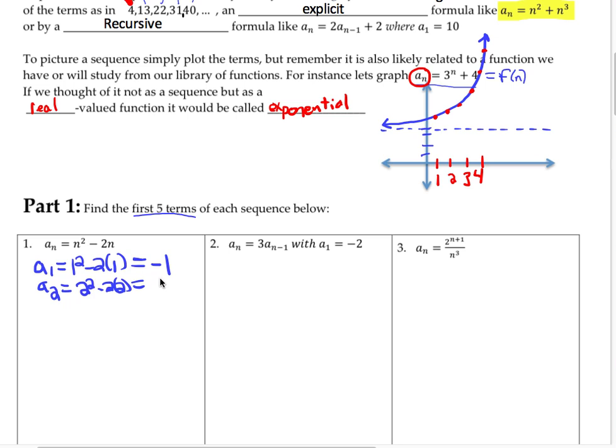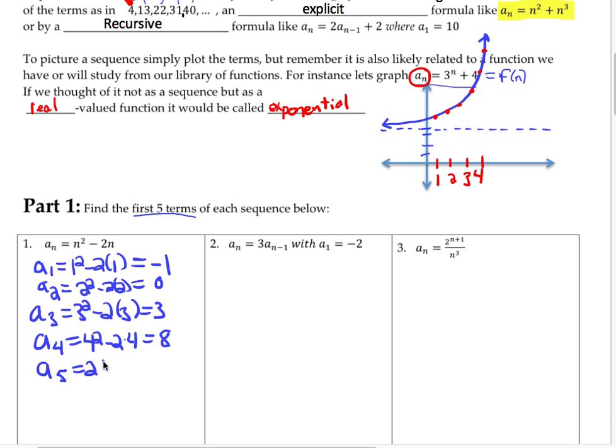So I think that's going to be 4 minus 4. That's 0. So then a sub 3. What's a sub 3 going to be? It's going to be 3 squared minus 2 times 3. That's going to be 9 minus 6. That's 3. Okay, and then a sub 4. It's going to be 4 squared minus 2 times 4. 16 minus 8, or 8. And the fifth term, since they asked for 5, is going to be 25 minus 10.